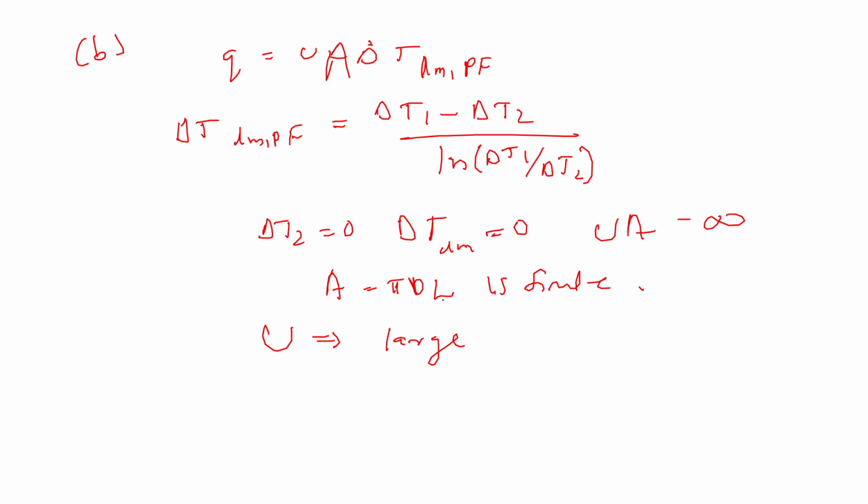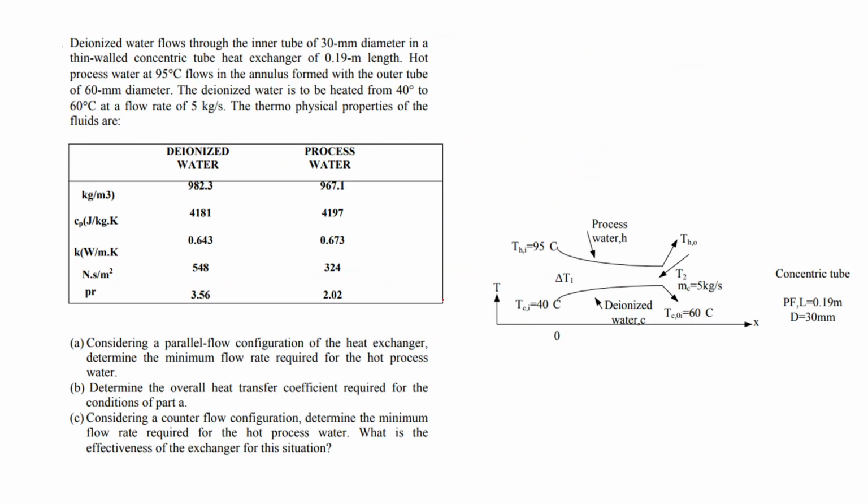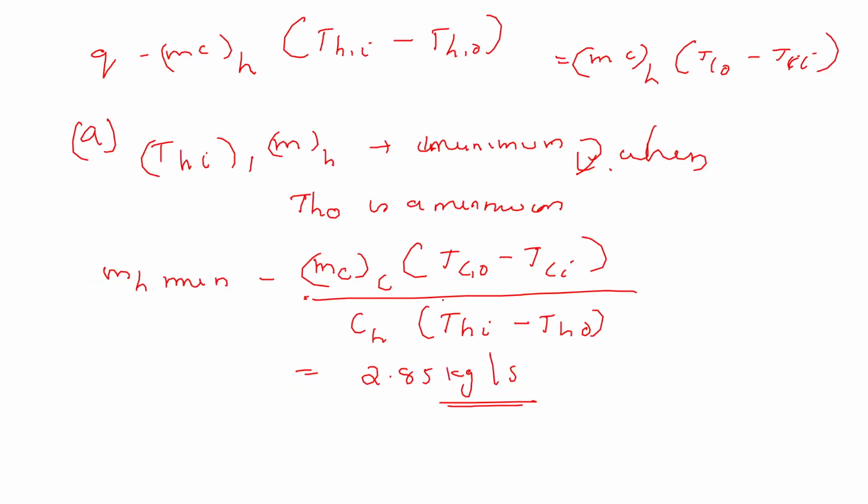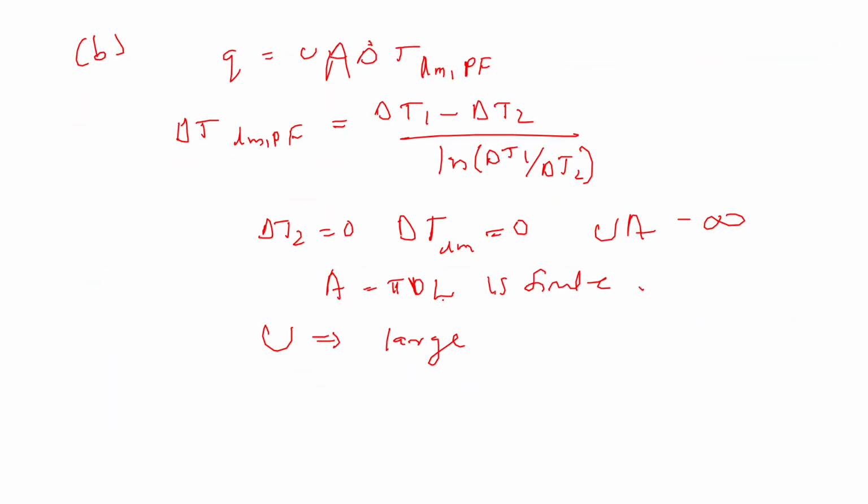So the heating cannot be accomplished with this arrangement. That is the conclusion for that. So, to determine the overall heat transfer coefficient required for the condition of part A, we use the formula of heat transfer, Q is equal to UA delta T, and first we have to check the delta T. So delta T2 will be 0 and delta T LM will be 0.